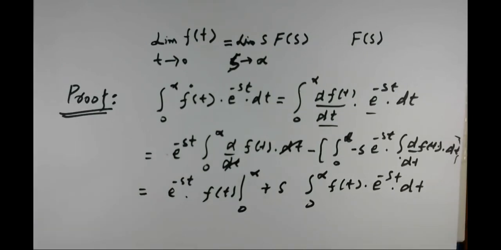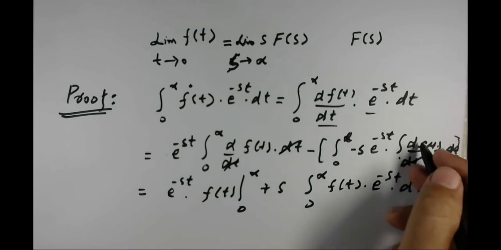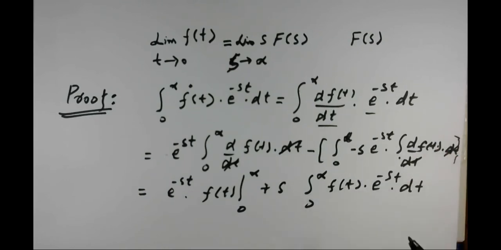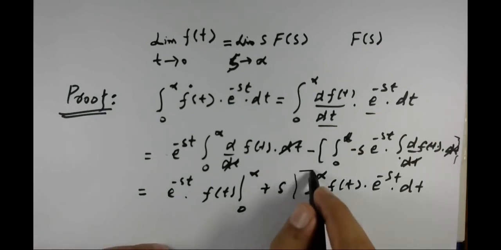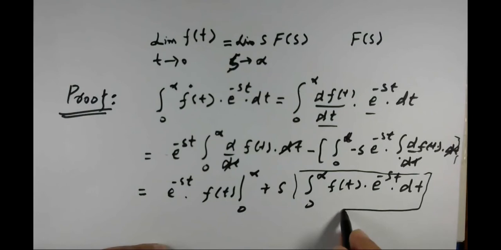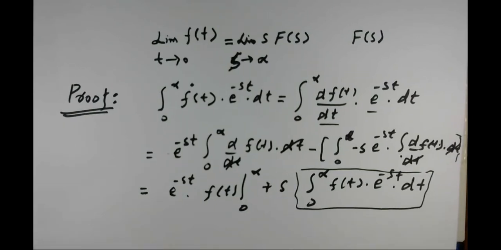Okay, you know how I get this f of t? By cancelling this thing with this thing. Integral of f of t is f of t, and e power minus st dt. Now look closely, what is this? What is this? This is F of s, right?